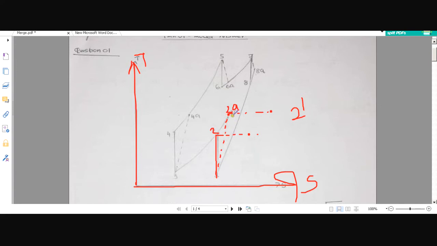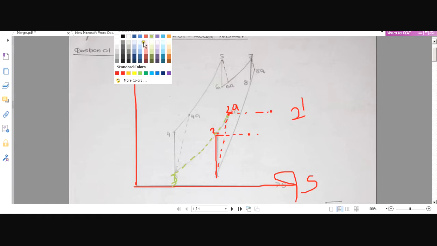Then I will use a different color. Starting from point 2a to point 3 we have intercooling. Intercooling means cooling. This cooling happens under constant pressure. That means we reject some heat. Simply we can say cooling. So from 2a to point 3 we have cooling, right? So that is also okay.